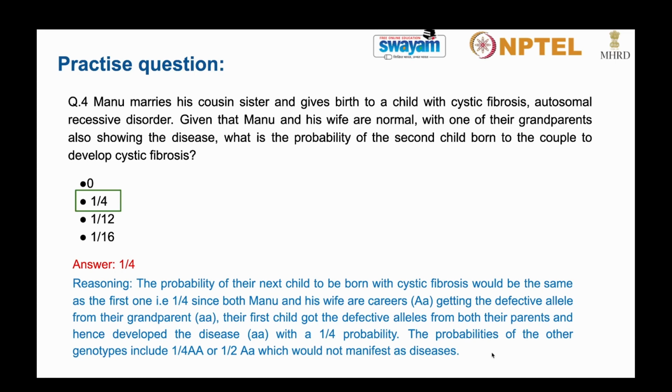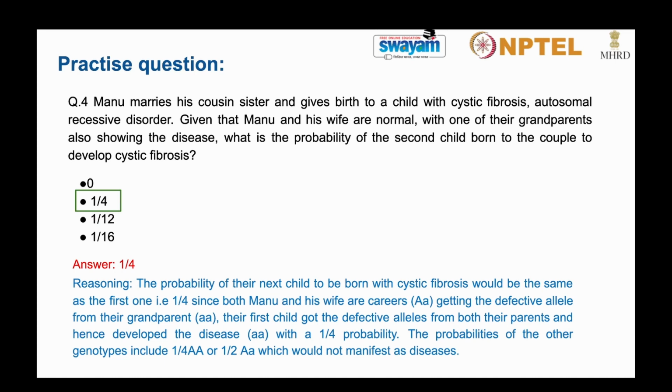Ma'am, one question regarding this only. If a carrier man is married to a normal female, what's the chance of their child being affected? So you are saying carrier male. So carrier male means you are talking about the autosomal recessive disorder in a male. Yeah. If the male is capital A small a, what about the female? Is she a carrier or is she normal? Normal. So that means the female will be having a capital A, capital A.